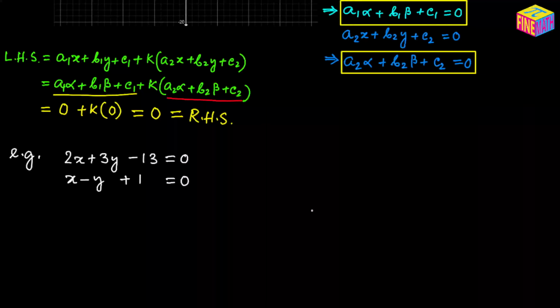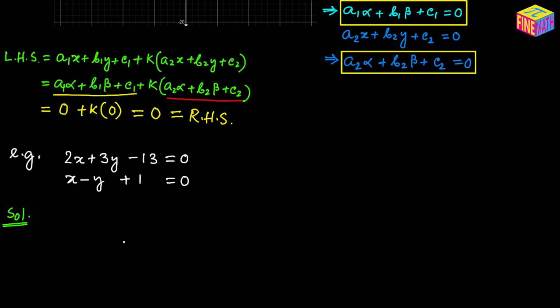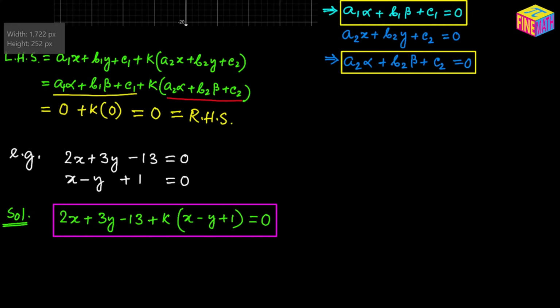Now we have to come up with the equation of the family of straight lines which will be passing through the intersection of these two straight lines. We have already seen that the equation of the family of straight lines passing through the intersection of two given lines would be like this. In this case it will be the left hand side of the first equation plus k times the left hand side of the second equation, and the sum of that would be equal to 0, and that is the answer.